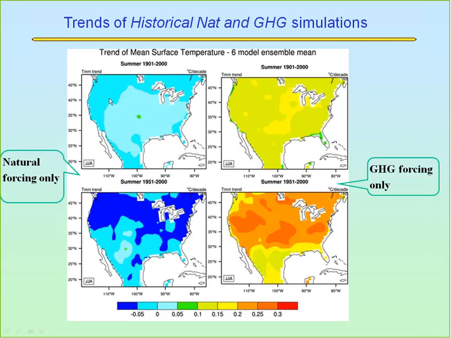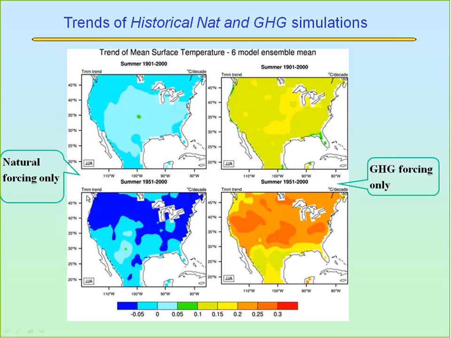And now I shift gears a little bit to diagnosing what is causing this anomalous cooling. One of the debated questions about this warming hole is whether it's the internal variability of the climate system or externally forced phenomena. Here I show natural forcing on the left and greenhouse gas forcing on the right. Natural forcing includes aerosols from volcanoes and others.